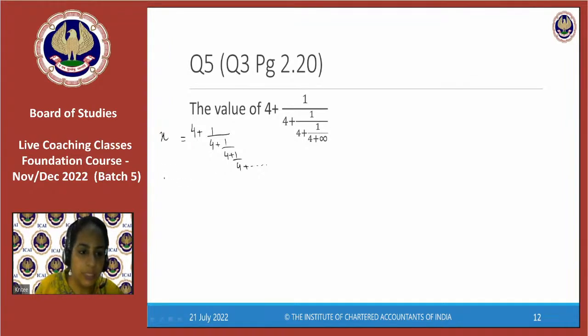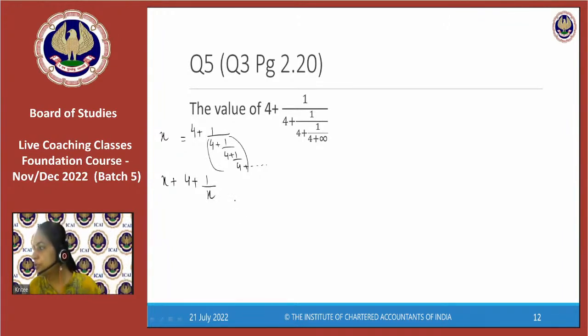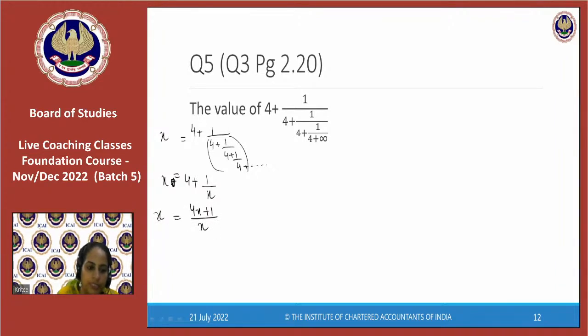So now it looks like x equals 4 plus 1 upon, and this thing again is nothing but x only. So x is equal to 4 plus 1 by x. That ends it. Take the LCM: 4x plus 1 over x. This x goes there and becomes x square equal to 4x plus 1. So x square minus 4x plus 1 equals 0.